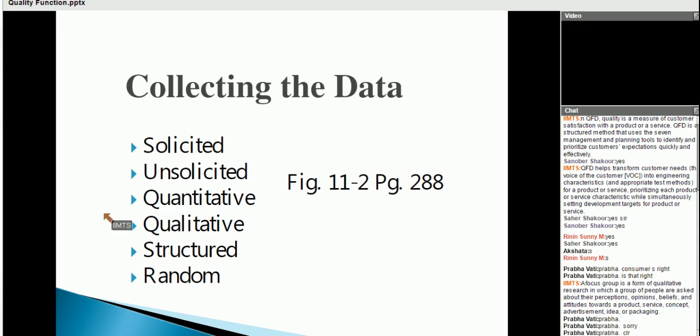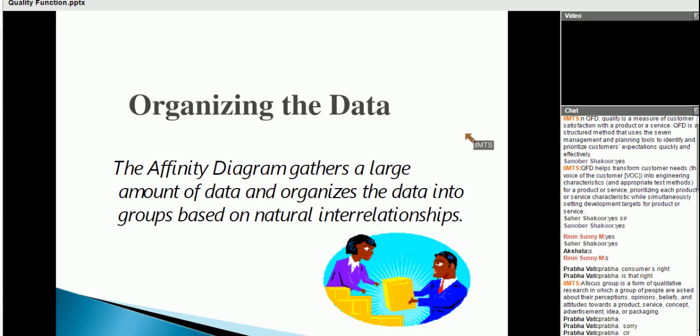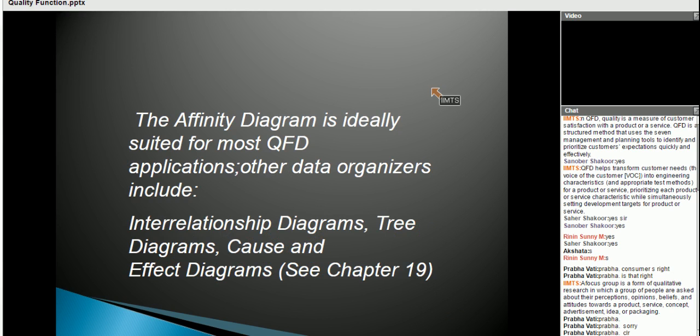They also collect the data. Data can be collected by quantitative method, qualitative, structured, random data, unsolicited data, or solicited data. Not much important. Now organizing the data, very important part. The affinity diagram gathers a large amount of data and organizes the data into groups based on natural interrelationships. The affinity diagram is ideally suited for most QFD applications. Other data organizers include interrelationship diagrams, tree diagrams, cause and effect diagrams.